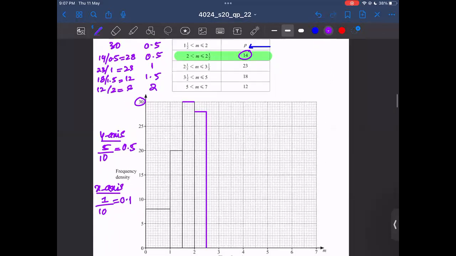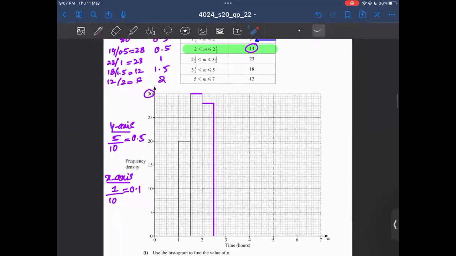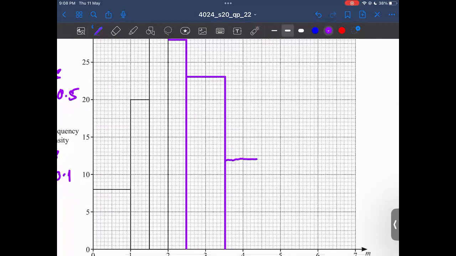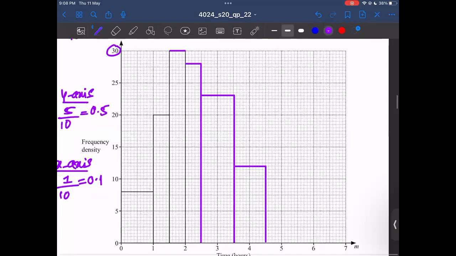All right, 2.5 to 3.5, the frequency density is 23. So from 2.5 to 3.5 is 23. 23 is going to be 6 boxes after 20. Then 3.5 to 5 is 12. So after 10, I'm going to have 4 boxes to make it 12. And it is of 5.